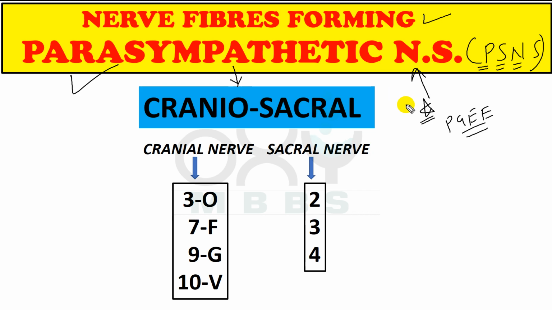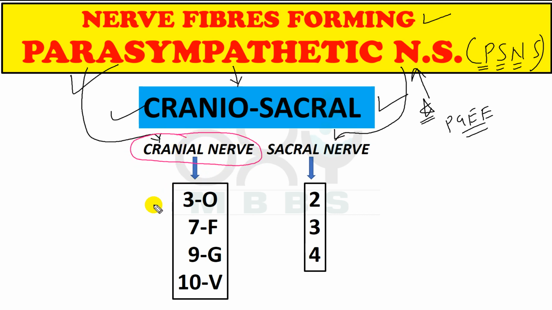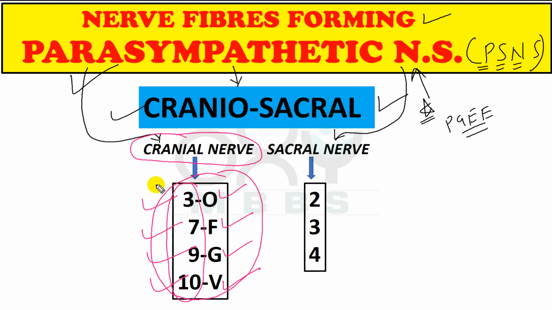This is the craniosacral outflow. What does craniosacral outflow mean? It means our parasympathetic nervous system is formed mainly by the cranial nerves and by the sacral spinal nerves. Now the question comes, which cranial nerves? These are the third, 7th, 9th and 10th. These four cranial nerves are the oculomotor, the facial nerve, the glossopharyngeal and the vagus nerve. These are the four cranial nerves which form our parasympathetic nervous system.